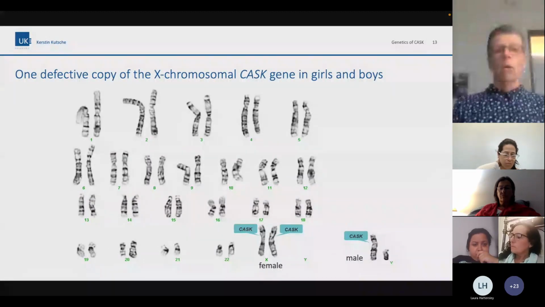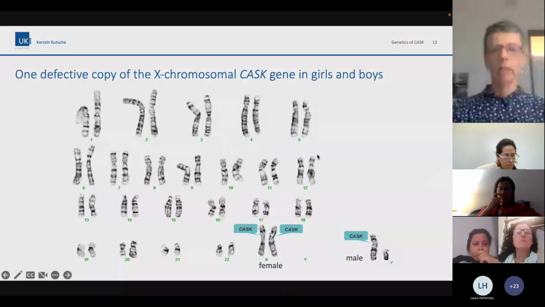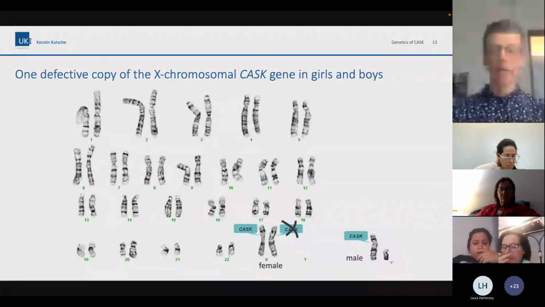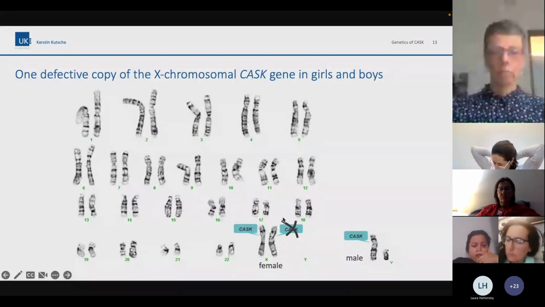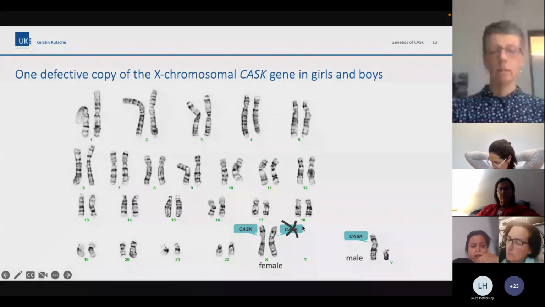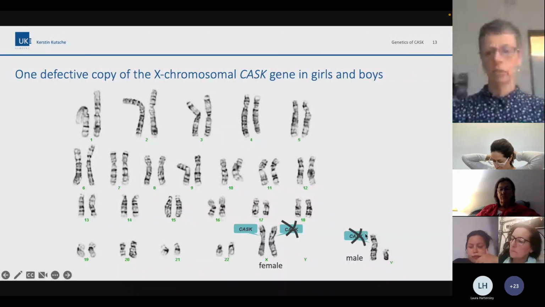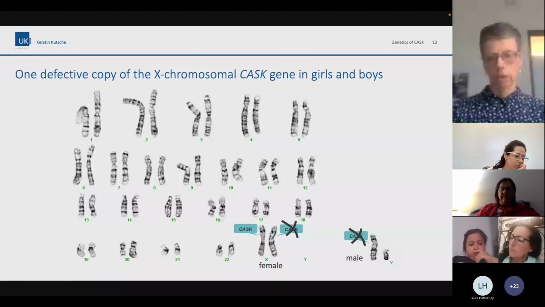Okay, so now come to CASK and the related disorders in girls and boys. What we know so far is that in females and girls who have a CASK mutation, only 1 of the X chromosomes is affected. So 1 copy of the CASK gene on 1 X chromosome is mutated in girls and females. And in males and boys, the single X chromosome with the single CASK gene is mutated and gives rise to a clinical phenotype.